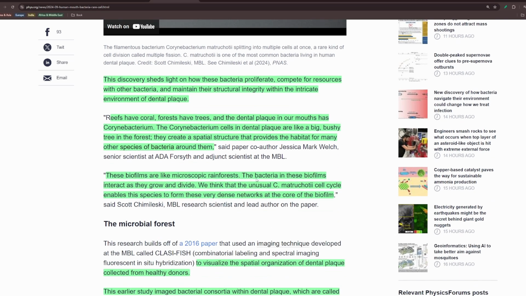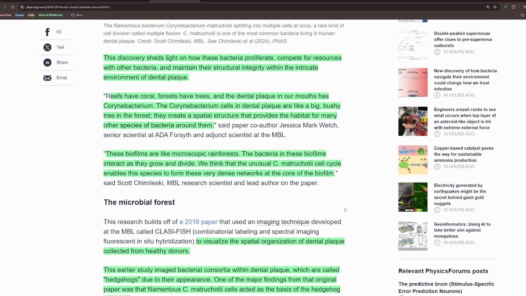Reefs have coral, forests have trees, and the dental plaque in our mouths has Corynebacterium. The Corynebacteria cells in dental plaque are like a big bushy tree in the forest. They create a spatial structure that provides the habitat for many other species of bacteria around them. That's kind of trippy. These biofilms are like microscopic rainforests.